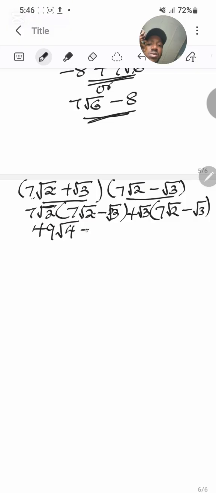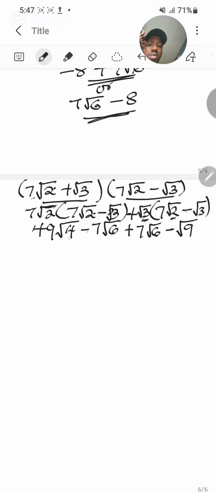Minus, this minus sign, we repeat it. 7 root 2 times root 3, that's root 2 times root 3, and that's going to give us 7 root 6. Now let's go to the second bracket. Root 3 times 7 root 2. This surd part is going to multiply this. That's going to give us 7 root 6. Then the last one, root 3 times minus root 3 is going to give us minus root 9.